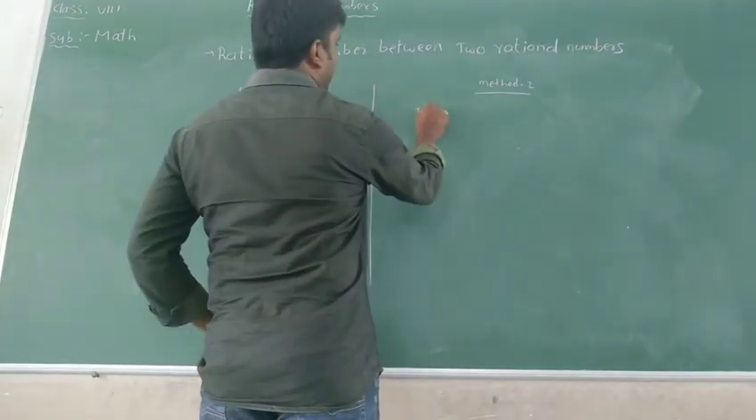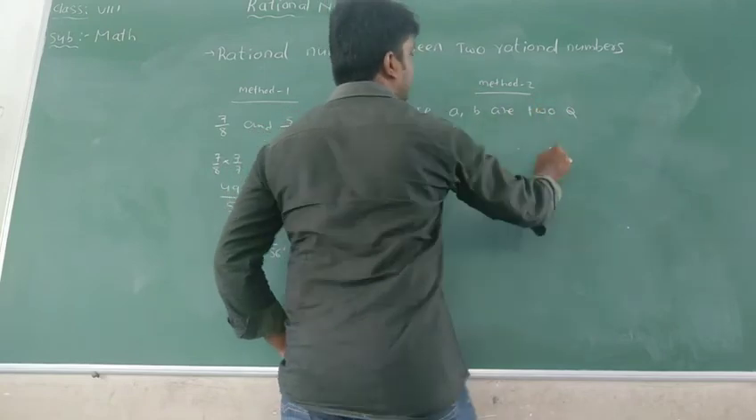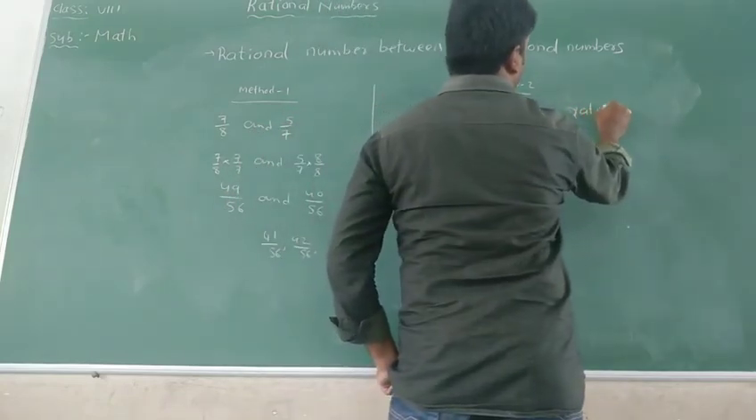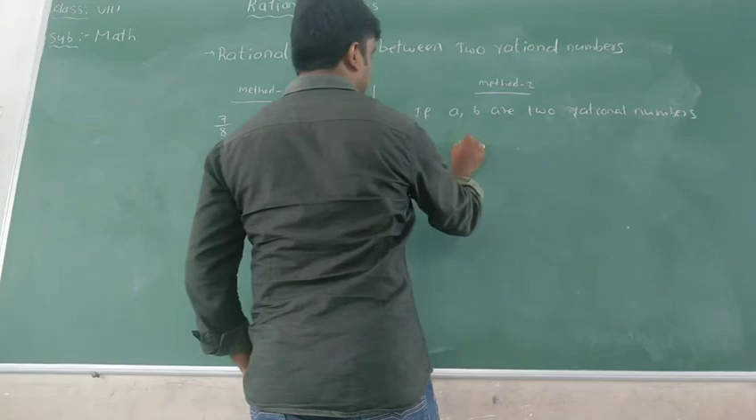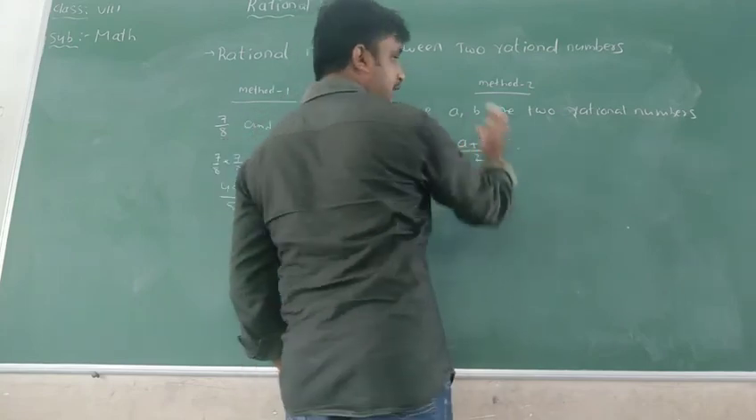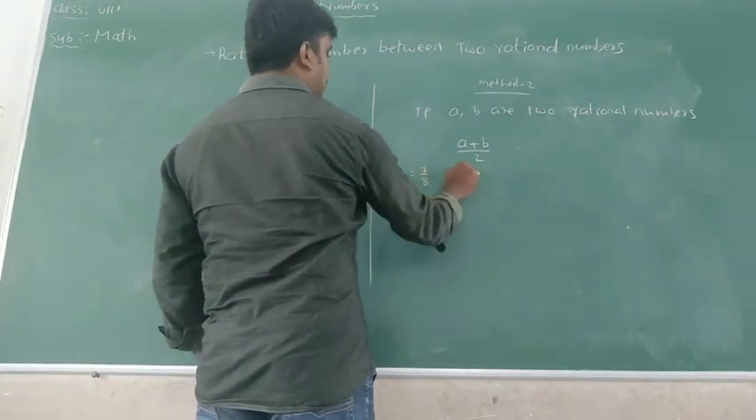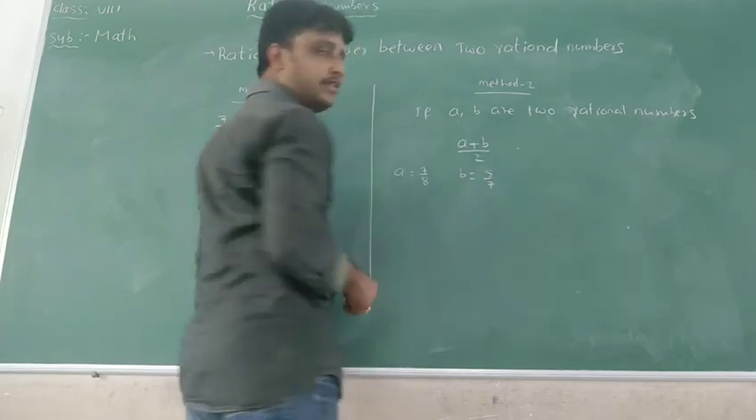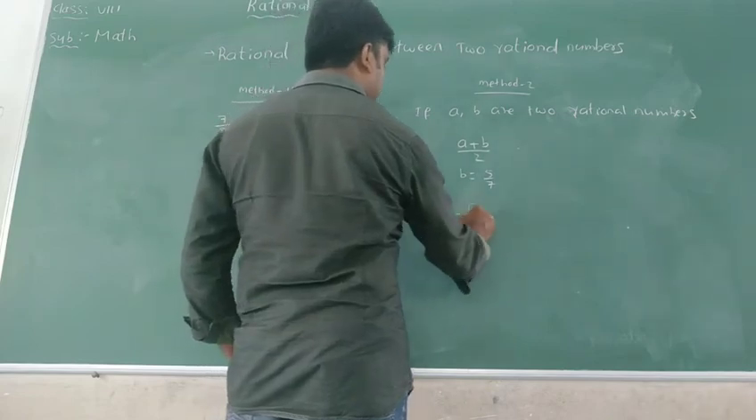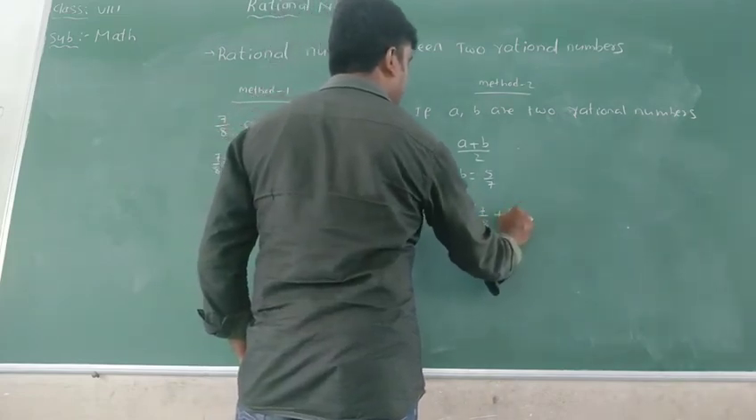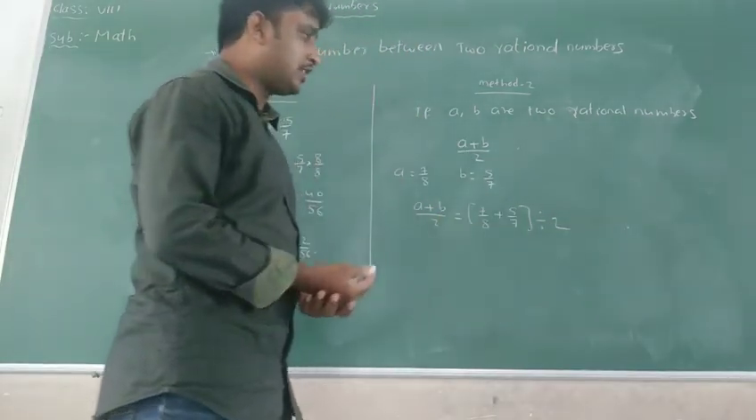So coming to method 2. See, if A comma B are two rational numbers, then (A plus B) by 2 is a rational number between the two given rational numbers. So for example, in this condition A equal to 7 by 8 and B equal to 5 by 7. So we have to do (A plus B) by 2. So I am writing 7 by 8 plus 5 by 7, divided by 2. You can write like this. Why? Because these two numbers are already rational numbers.